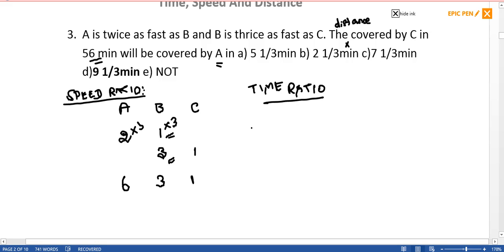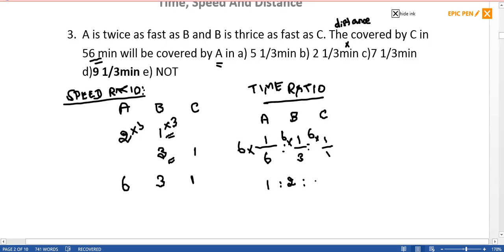So what's the time ratio? We know that speed is inversely proportional to time. So the time ratio between A, B and C is going to be 1 by 6, 1 by 3, 1 by 1. So this is the time ratio between A is to B is to C. I'll just multiply the whole thing by 6 so that the ratio will look good. So this is actually 1 is to 2 is to 6. This is the time ratio.